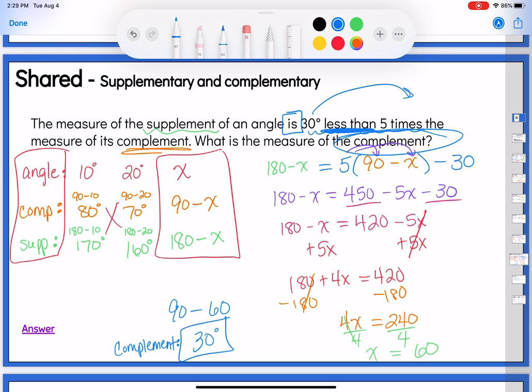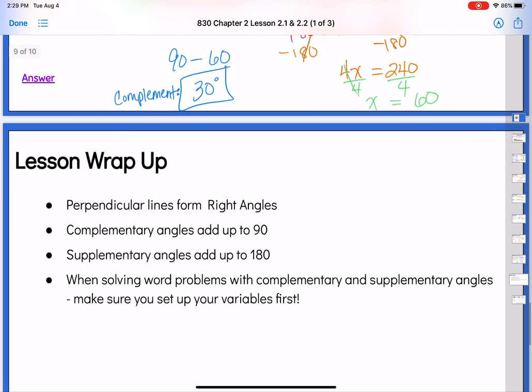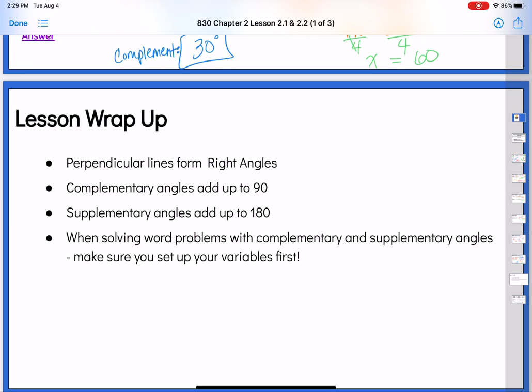All right, so we did a lot with our perpendicular, complementary, and supplementary. We wrote a proof. We practiced some problems. I think you'll be okay. So just to wrap it up, remember that those perpendicular lines form right angles or 90-degree angles, however you want to think of it, right? But be careful that you're reading carefully on which two lines are perpendicular, and the right angles are what's formed by those two lines, and that's it. Complementary angles add up to 90, supplementary add up to 180, and when you're solving those word problems with complementary and supplementary, make sure you set up those variables first.